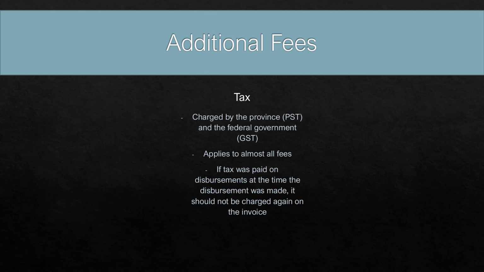The last type of additional fee you'll see on an invoice is sales tax. Businesses in Canada are required to charge sales tax on goods and services. The amount varies from one province to the next and might show up as PST, Provincial Sales Tax, GST, Government Sales Tax, or HST, Harmonized Sales Tax. HST is the total of the PST plus the GST. If tax was paid on a disbursement, you should not be charged tax on the amount again.